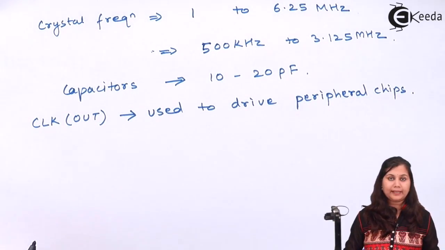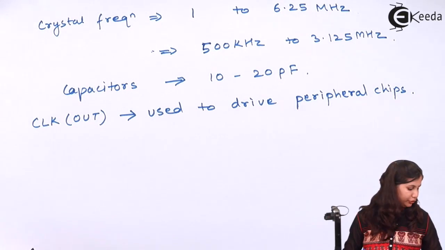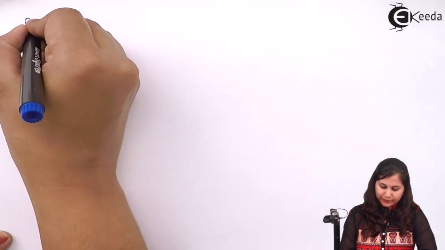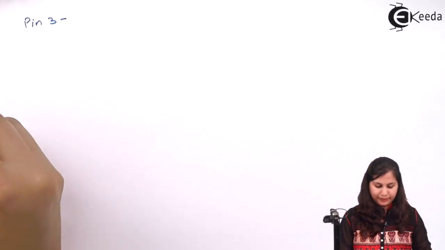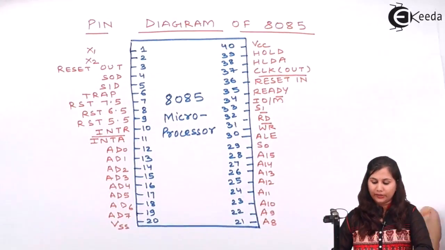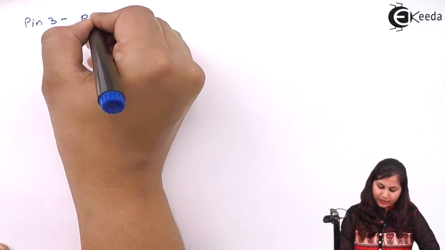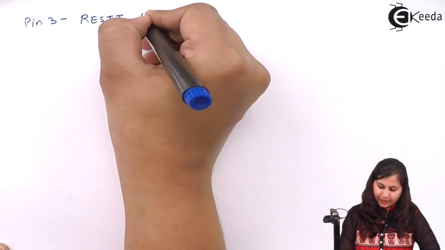Now next in the pin diagram comes pin number 3. So this pin 3 in the pin diagram shows the reset out. This pin number 3 is showing the signal reset out.